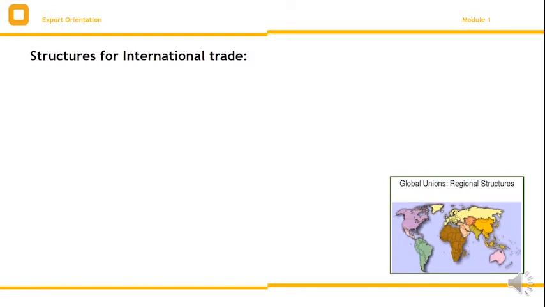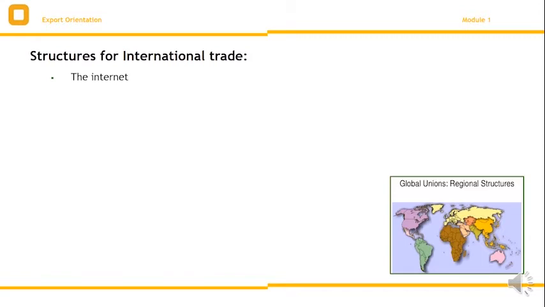There are a number of structures that you can use to enter the international trade space and begin to export. Firstly, you can use the internet. You can simply have a website where international customers can purchase products and services over the internet. Maybe the product is shipped or couriered to the customer that makes the purchase. Here you can use e-marketing to enter the international trade space.